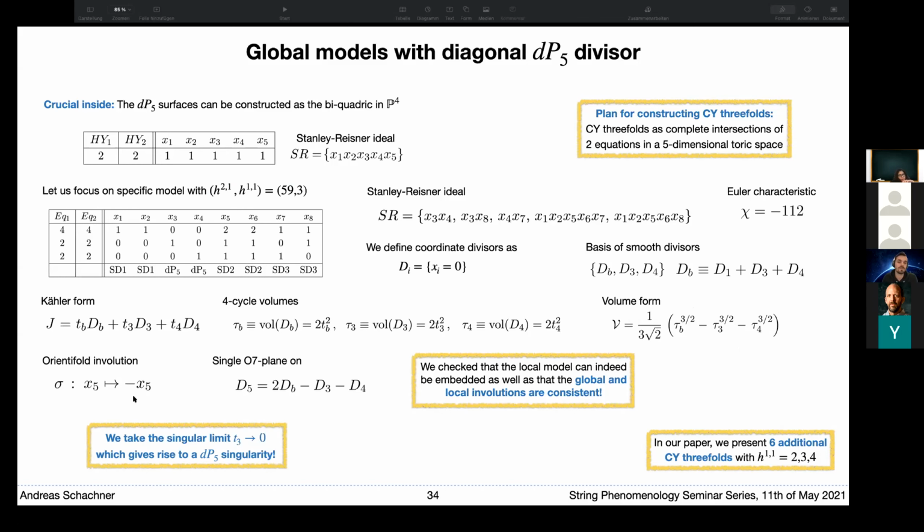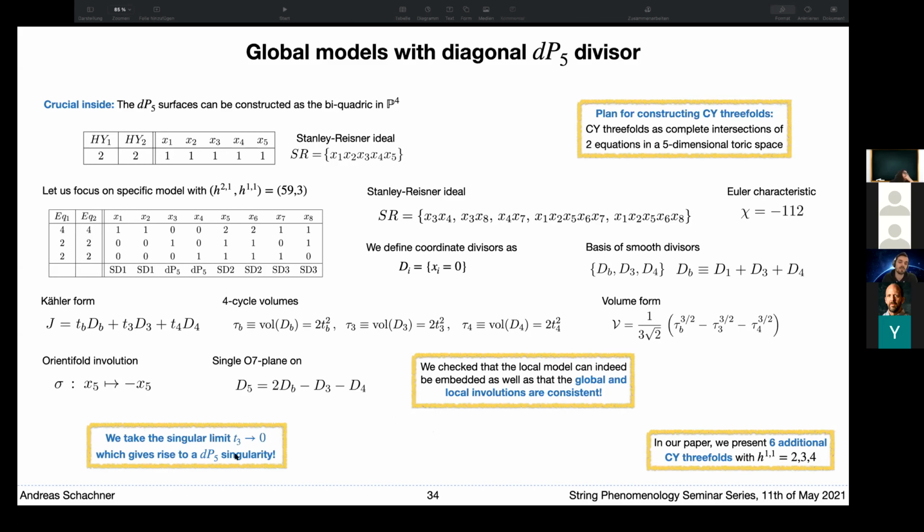An orientifold involution for this model is given by taking x5 to minus x5, which puts a single O7 plane on the divisor D5. We checked explicitly that we can embed our local model into this Calabi-Yau threefold. And we also checked that the global and local involutions that we defined here and previously are consistent. For more details, I refer to our paper.